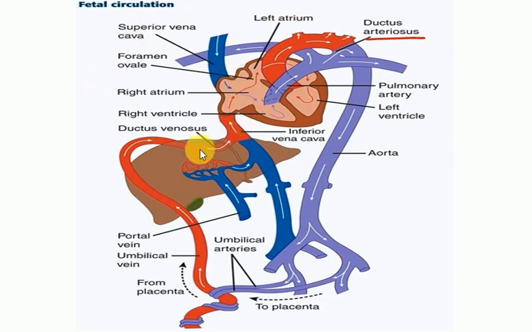There are three shunts. The first one is the ductus venosus, through which the blood is shunted away from the semi-functional liver to the inferior vena cava. Foramen ovale is another shunt through which the blood is shunted from the right atrium to the left atrium, and then there is the ductus arteriosus, through which the blood is shunted from the pulmonary artery to the aorta.